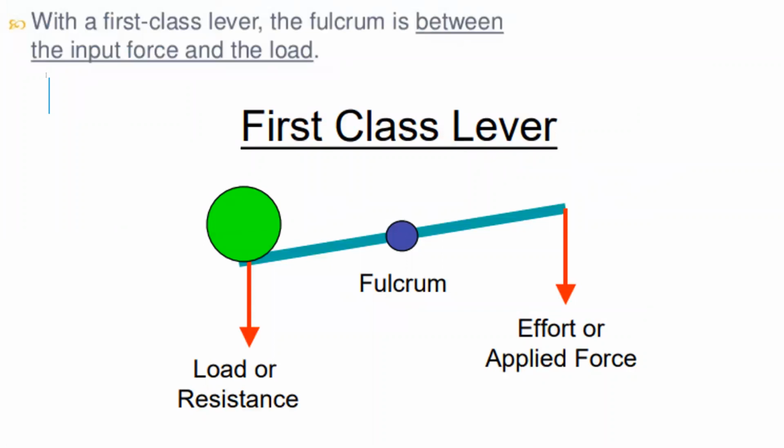This first class lever means the fulcrum point, or the pivot point, this one here, is between the input force and the output force. This is what we call first class. Here is the input. Here is the output. So the fulcrum is between the input and the output.